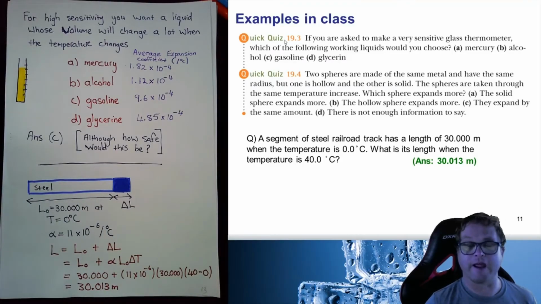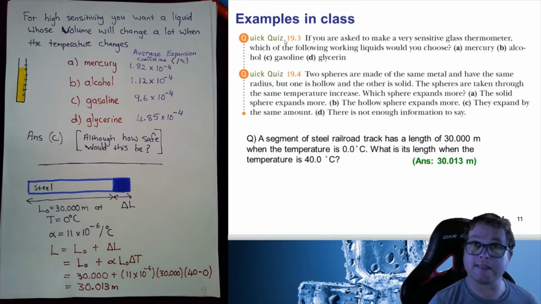If you think of everyday thermometers, they're actually filled with mercury. So you might ask, well, why aren't they filled with gasoline? Why aren't they filled with petrol if the answer is C? And of course, it comes down to practicality, because how safe would it be if you had thermometers full of petrol that can easily catch fire? That wouldn't be very safe, right?